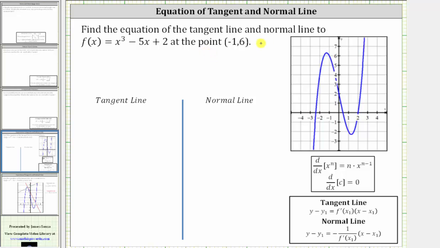Find the equation of the tangent line and normal line to the given function at the point (-1, 6).